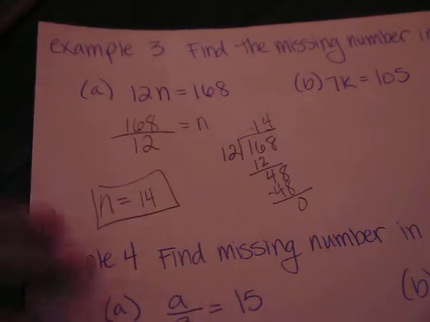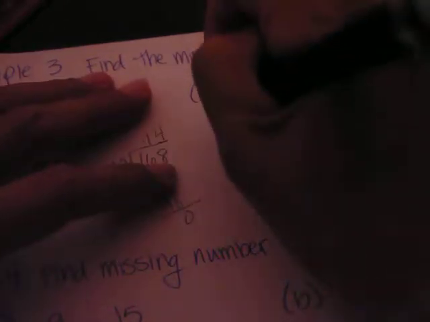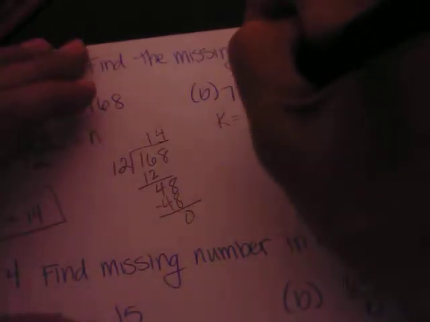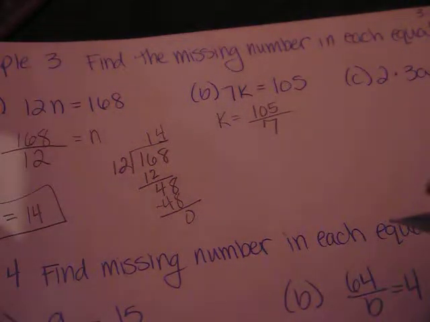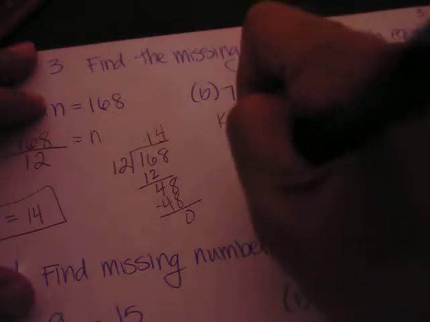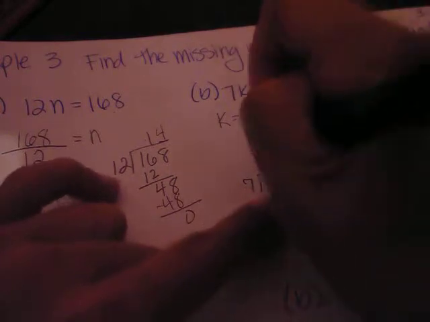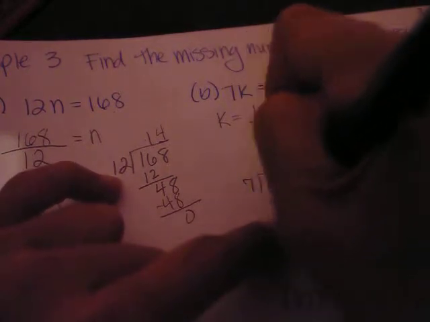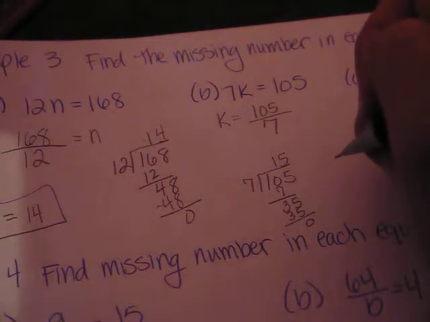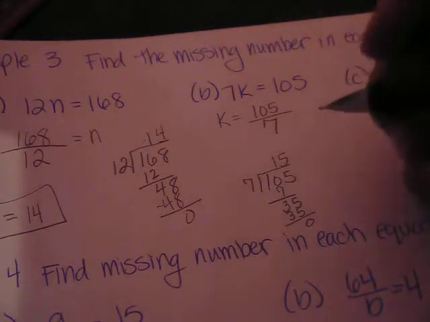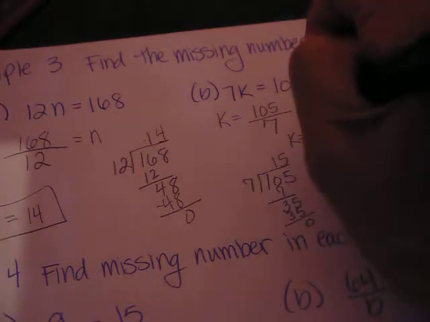All right, next one. 7 times something is 105. So again, in order to figure out what that something is, we're going to have to divide. Okay? And again, you might need to do long division, but long division isn't going to kill you. It's still fun. I enjoy it. So again, I'm not asking you to do anything that I'm not willing to do. All right, so now we have 15 as our answer. K equals 15.